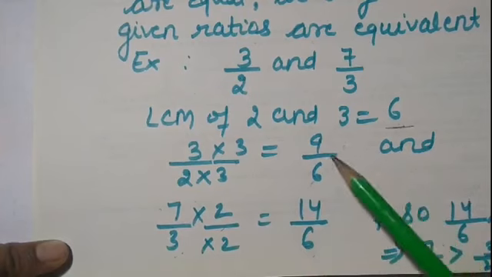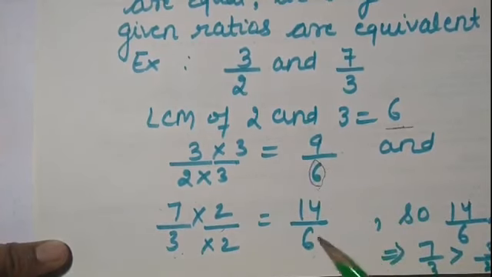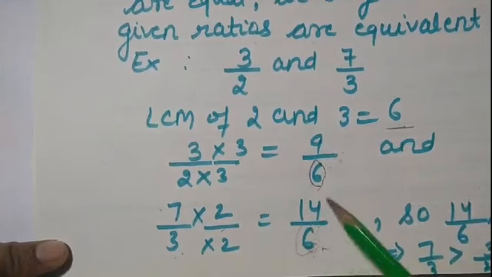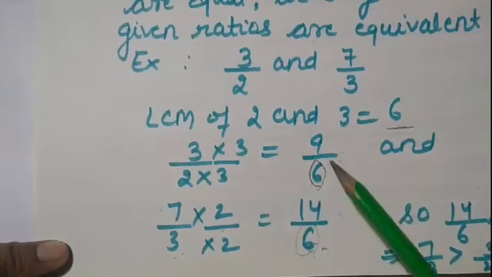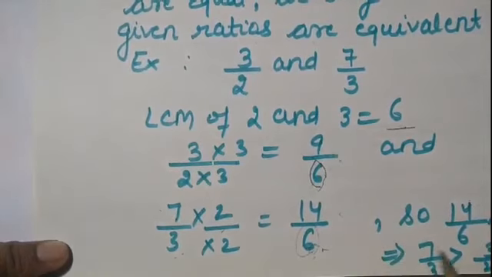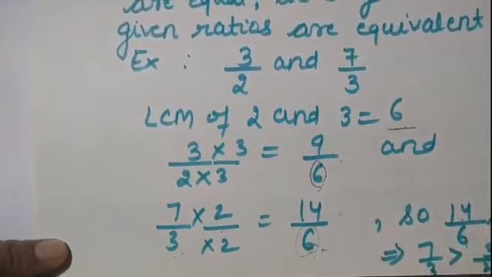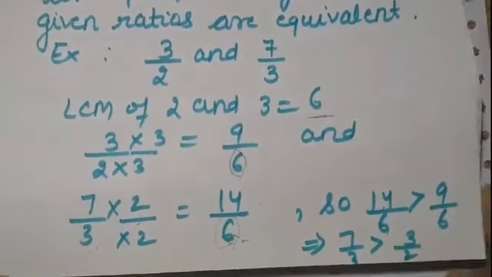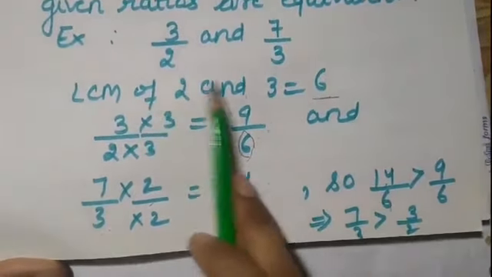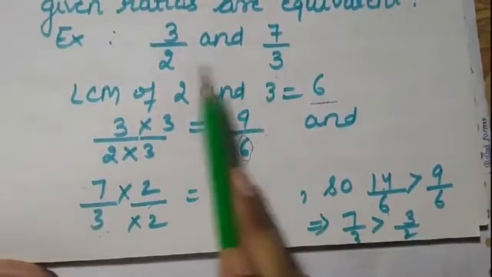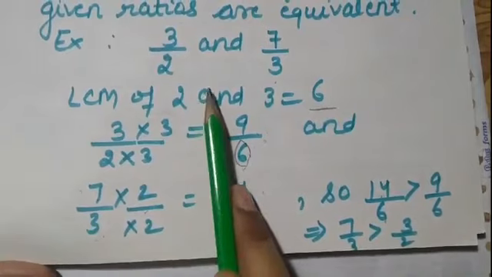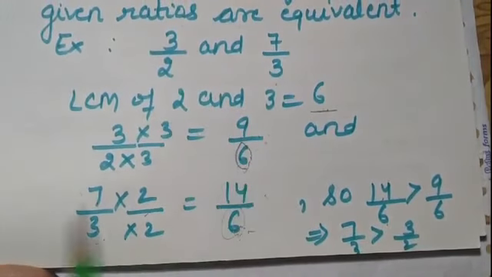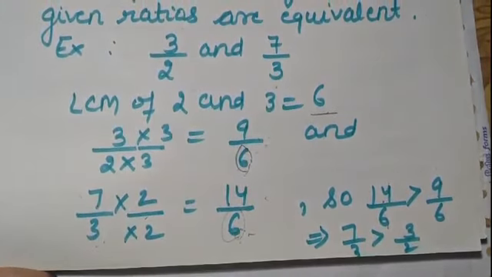Now I have to compare these two quantities. Now their denominators are the same, or you can say they are like fractions. Now which one is greater? 14 is greater than 9. I compare the numerators only if I have the same denominator. So 14 by 6 is greater than 9 by 6. So I can say that of the given fractions, 7 by 3 is greater than 3 by 2. This is how you can compare ratios. If they come out to be equal, then we can say the ratios are equivalent ratios.